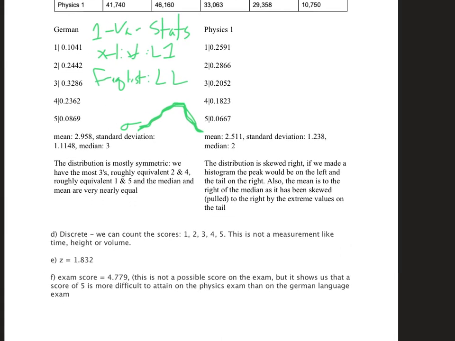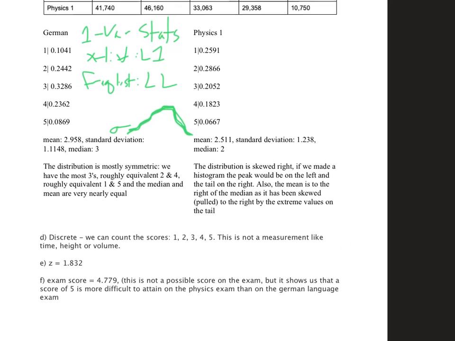The formula for the z-score here, hopefully we remember that. Z is equal to whatever actual score you're looking for minus the mean over the standard deviation. So in this case, the question asks, what's the z-score of a 5? And so we would do 5 minus 2.958, which is the mean, over the standard deviation, which is 1.1148, and we would get that value here.